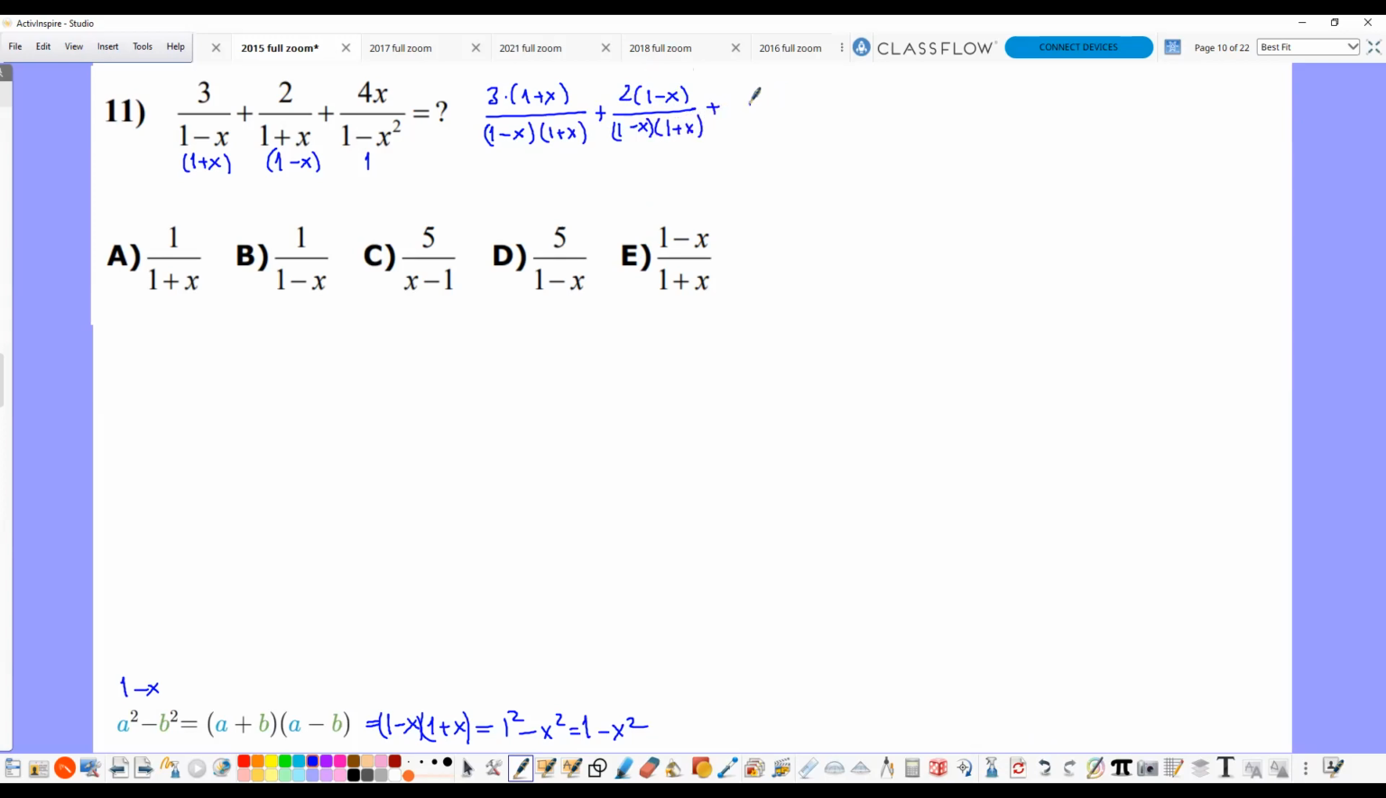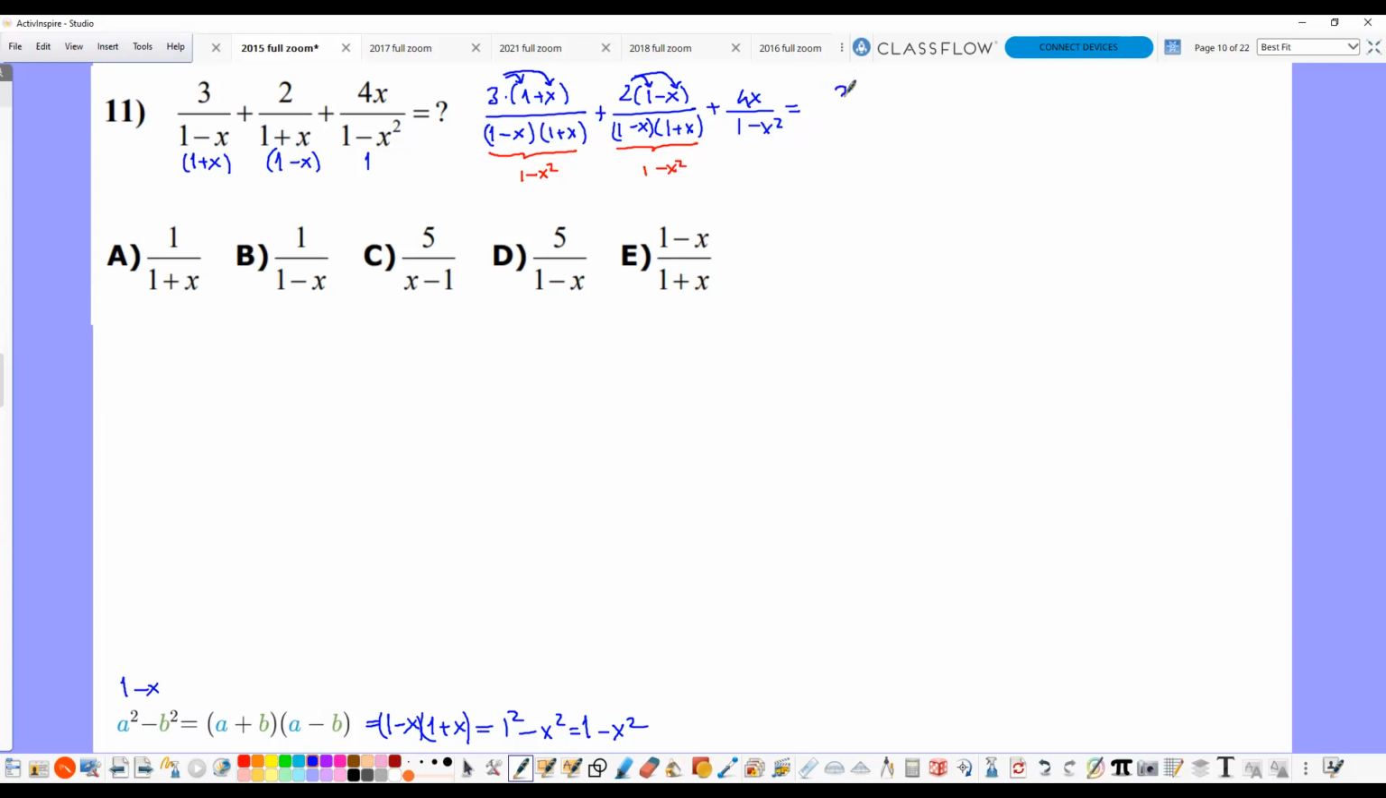Plus, here we are going to have 4x over 1 minus x squared. If we continue like this, 3 times x plus 3 times 1, you have to multiply, and also here and here. But you need to know this one only here: 1 plus x times 1 minus x. I found here 1 minus x squared. This is equal to 1 minus x squared. This is also equal to 1 minus x squared. You need to remember that one.